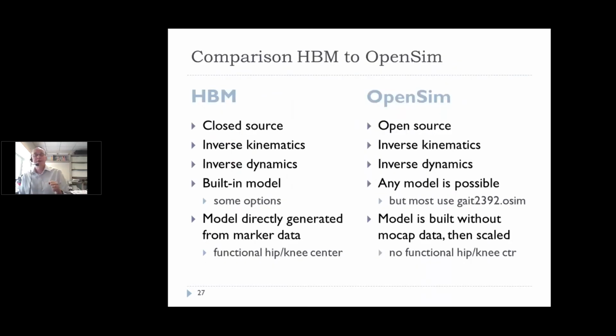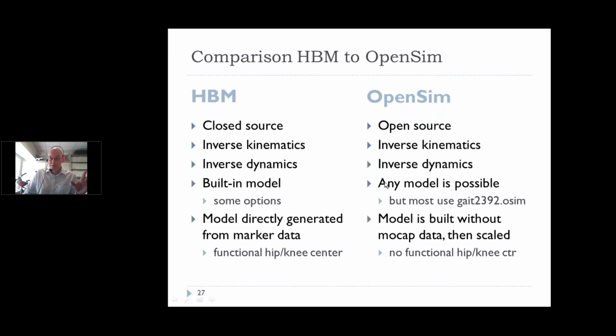I want to say a few things about comparing HBM to OpenSim. So starting with the bad news, with HBM, you do not get the source code, and you do have to pay for using it. OpenSim is open source and you don't have to pay. They have a lot of the same capabilities: inverse kinematics, inverse dynamics. HBM has this model built in. It has some options, but basically you're stuck with this model that we created.